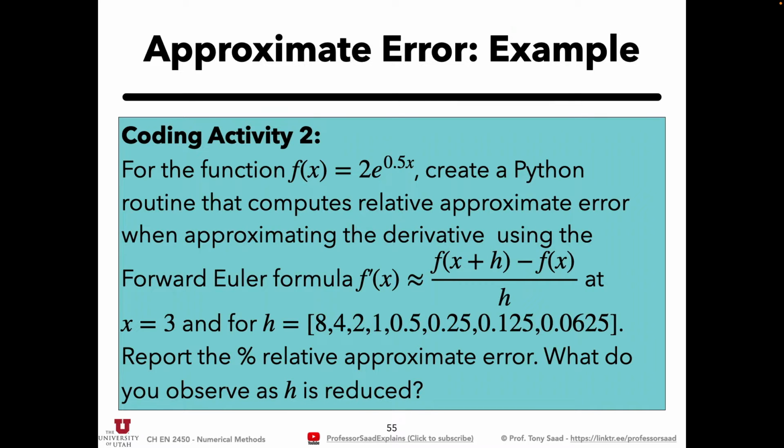And so to remind you, we wanted to create a Python routine that computes the relative approximate error when approximating the derivative using the forward Euler formula for the function 2e to the half x at x equal 3, and using these values of h: 8, 4, 2, 1, 0.5, and so on. So we're going to compute the derivative for 8, the derivative for 4, for 2, etc. And then we'll take the difference between the two, divide by the more accurate value, right? And then that will give us the error.